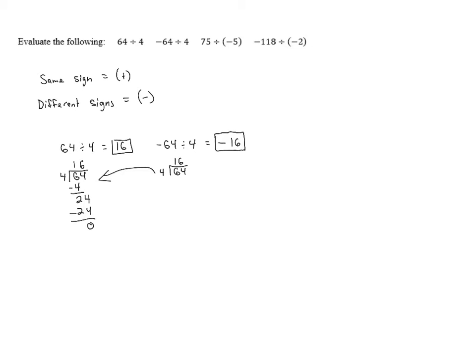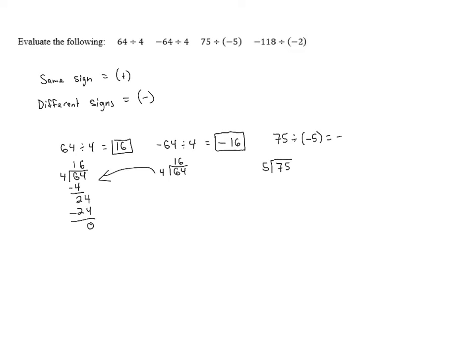All right, let's do 2 more. Let's look at 75 divided by negative 5. Here we've got a positive divided by a negative. What's that going to be? Well, they have different signs, so we know that's going to give us a negative answer. So we can put negative there, and then we can do out the division.